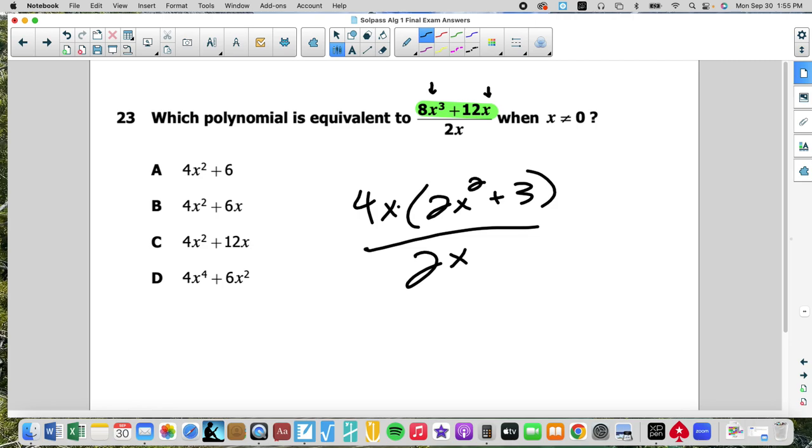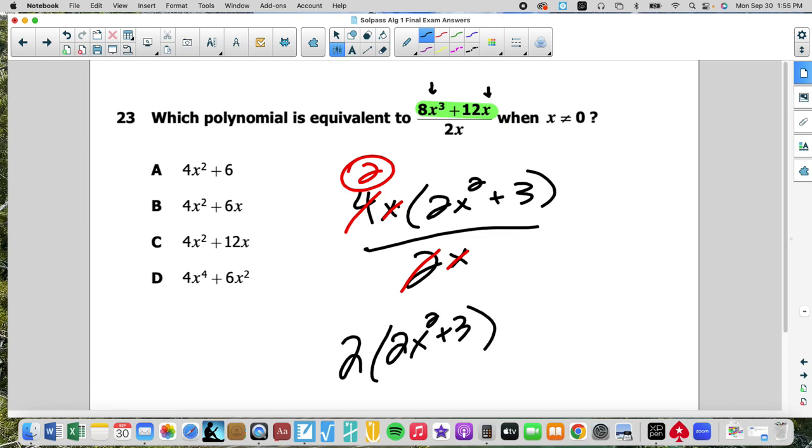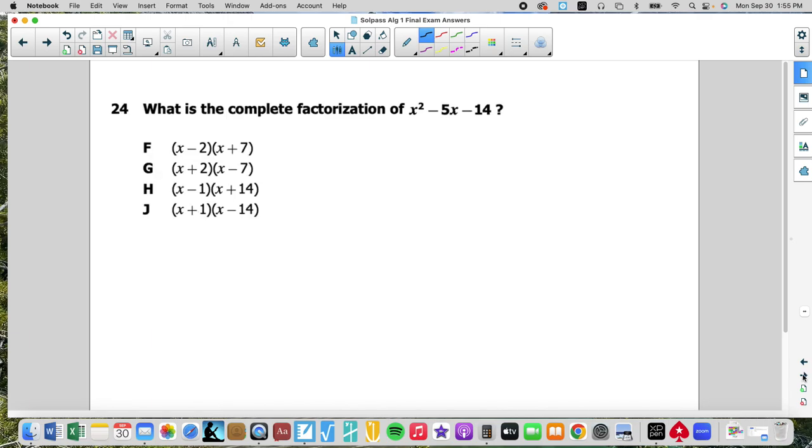Now, since this is multiplying, I can cancel. I can cancel that, and I can cancel the x's. So that gives me 2, and I'm left with 2 times the quantity 2x squared plus 3. That's not one of the answers, so I'm going to distribute: 4x squared plus 6. 4x squared plus 6 would be A for number 23. Cool? Good. I have a game plan. I read it.